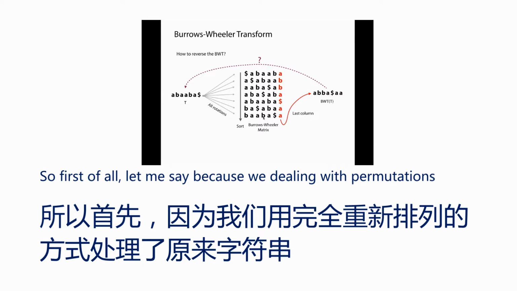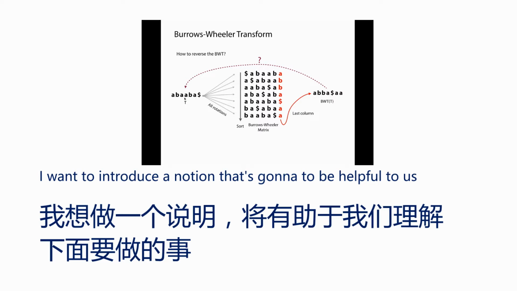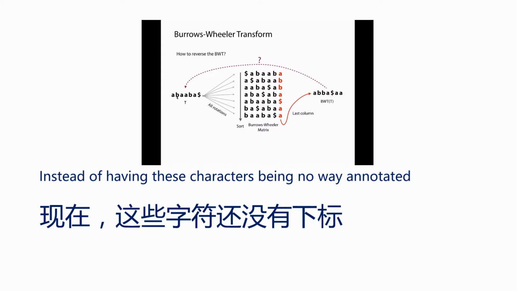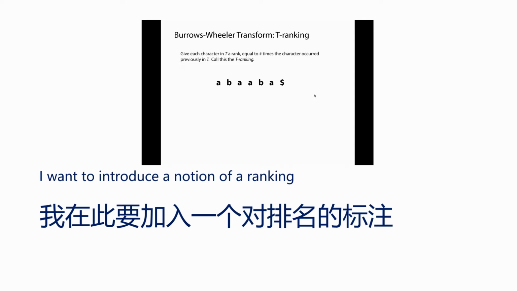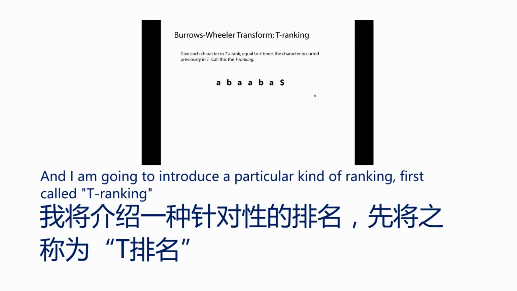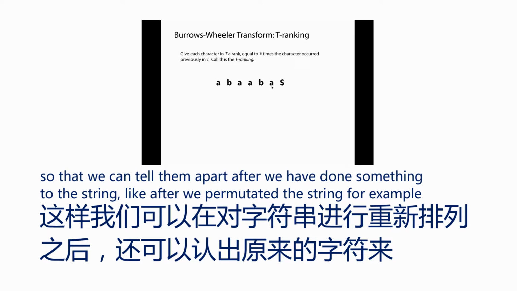So first of all, let me say that because we're dealing with permutations, and because these strings have repeated characters in them, I want to introduce a notion that's going to be helpful to us. Instead of just having these characters be in no way annotated, and therefore when they get permuted, you can't really tell which character corresponds to which original character, I want to introduce the notion of a ranking. And I'm going to introduce a particular kind of ranking first called the T ranking. And all I really mean by a ranking is a way of giving subscripts to the letters in the string so that we can tell them apart after we've done something to the string, like after we've permuted the string, for example.